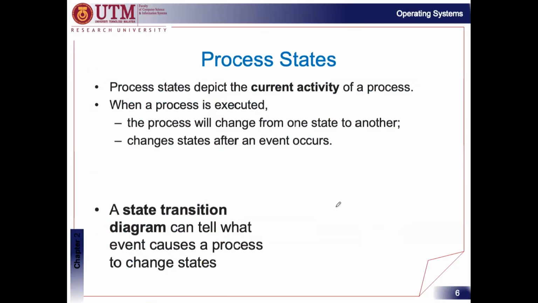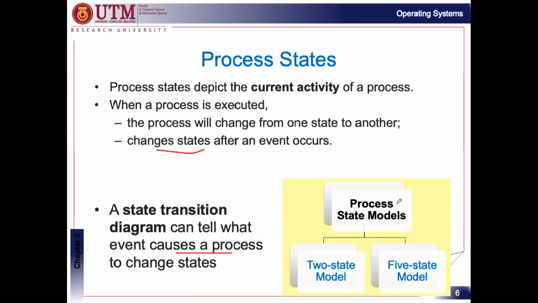So, process states. Process state depicts the current activity of a process. When a process is executed, it will change from one state to another. It changes state after an event occurs. A state transition diagram can tell what event causes a process to change state. So for the process state model, you can see here the 2-state and 5-state models.